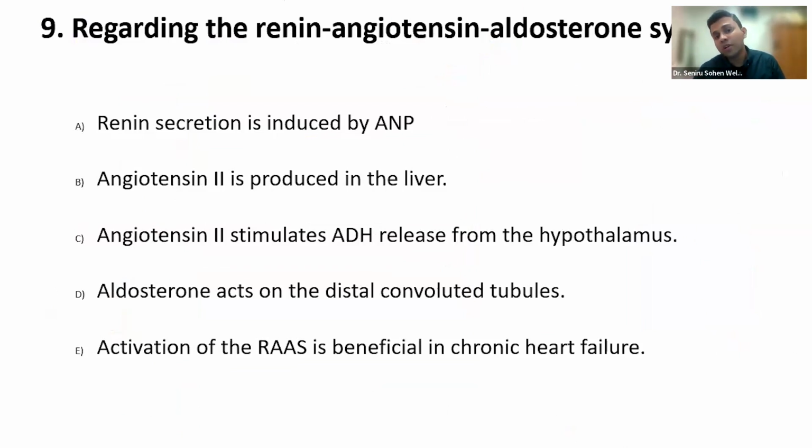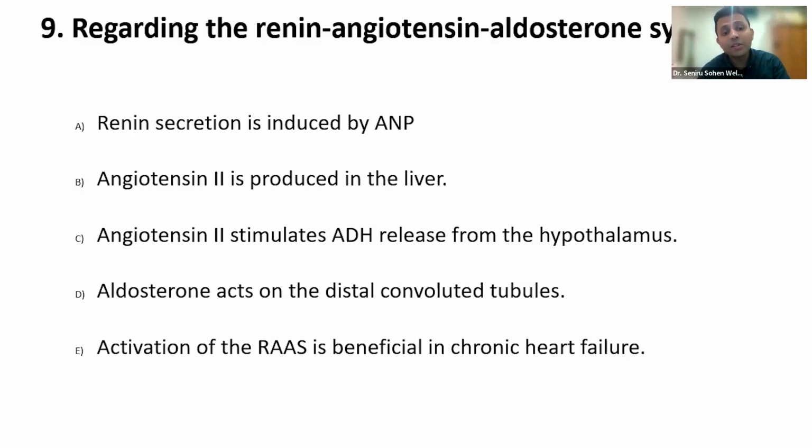So what will happen with that is it will cause more natriuresis to occur. So renin secretion is not stimulated by ANP. If so, it has to be inhibited by ANP. So this is false. Angiotensin 2 is produced in the liver. No, angiotensinogen is the thing that is produced in the liver. Angiotensin 2 is produced mainly in the lungs because of the presence of ACE.